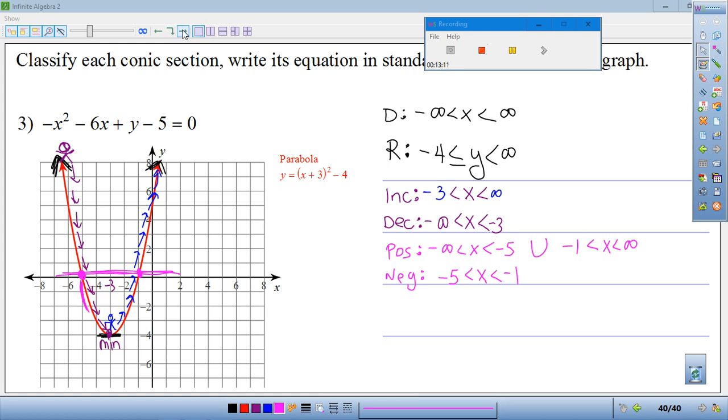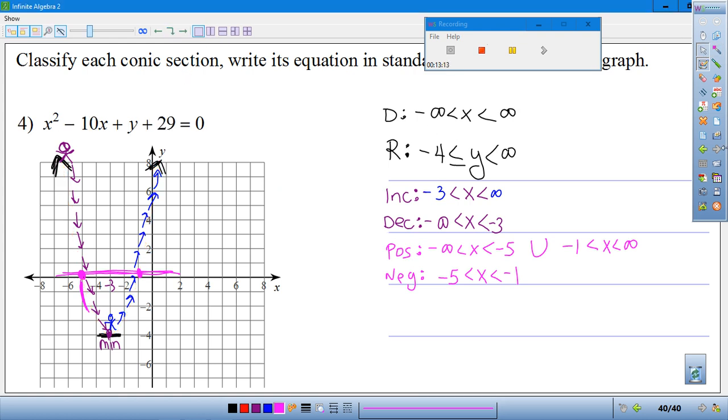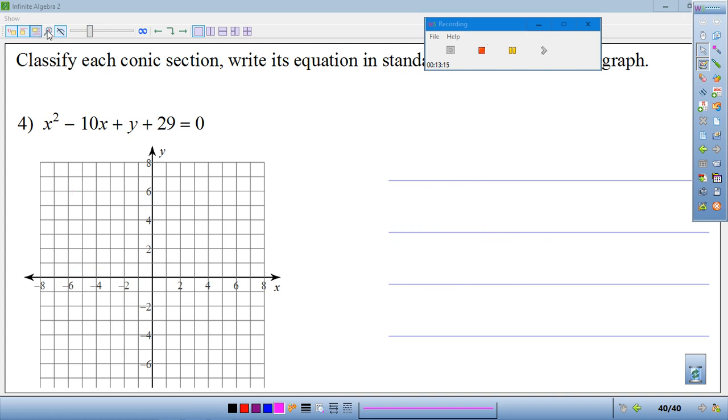Let's do one more problem. Okay, I have this parabola. Okay, domain. Domain of all parabolas stays the same. If it's a function, it's -infinity to infinity. So my domain is still -infinity to infinity.